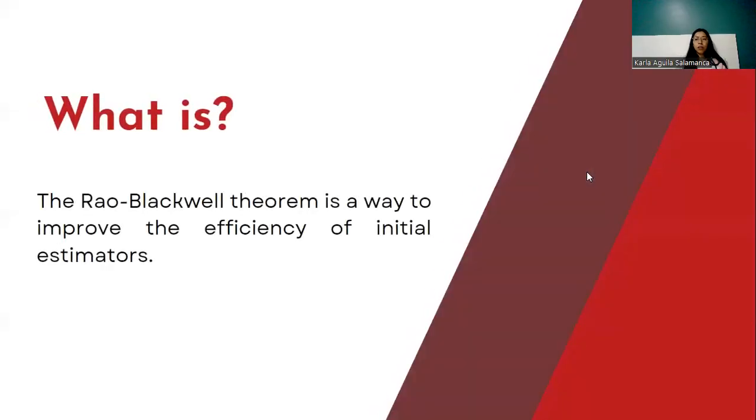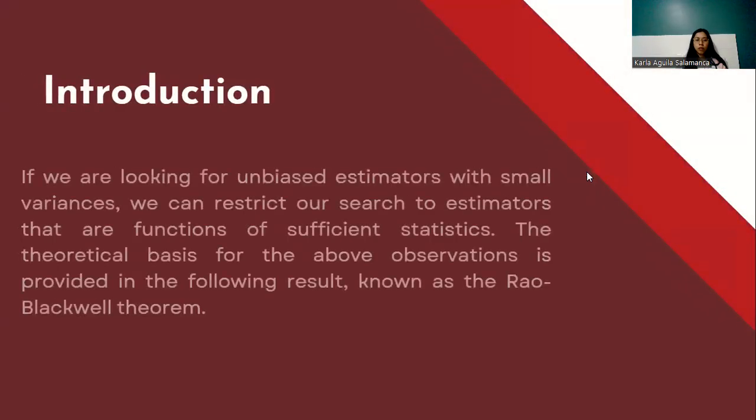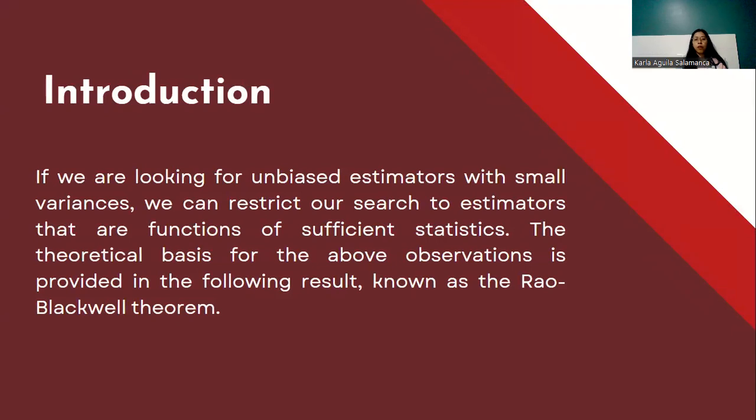What is this theorem? This theorem is a way to improve the efficiency of initial estimators. These estimators are observable random variables used to estimate quantities. And if we are looking for unbiased estimators with a small variance, we can restrict our search to estimators that are functions of sufficient statistics. The theoretical basis for the above observation is the Rao-Blackwell theorem.